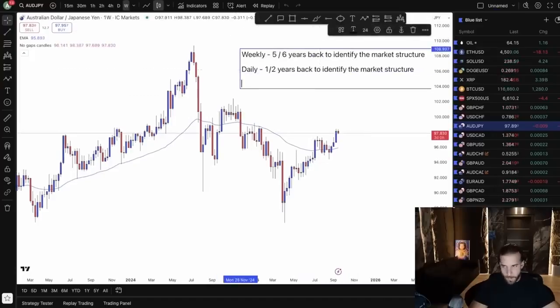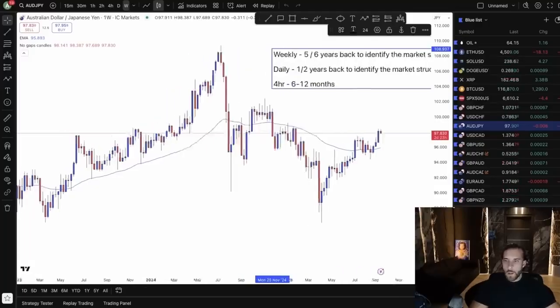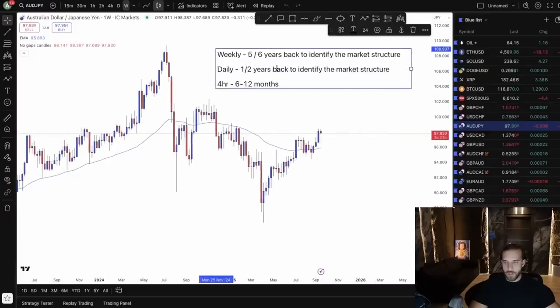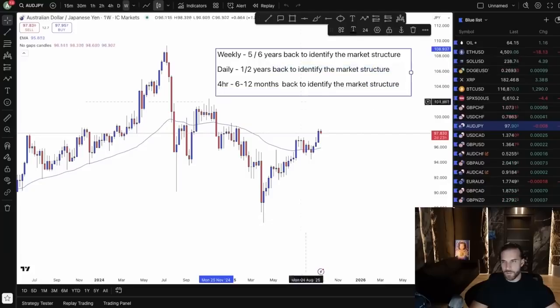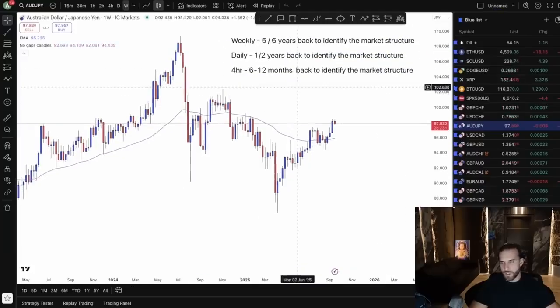And then on the 4 hour, the max we could go back is going to be anywhere from 6 to 12 months back to identify the market structure. So make sure you guys write this down. You guys don't need to go further than this to determine if something is bullish or if something is bearish.